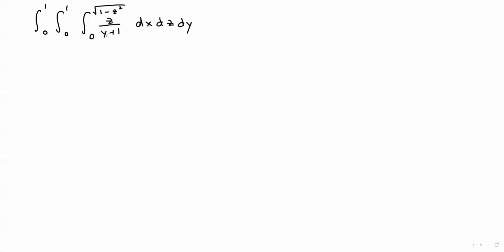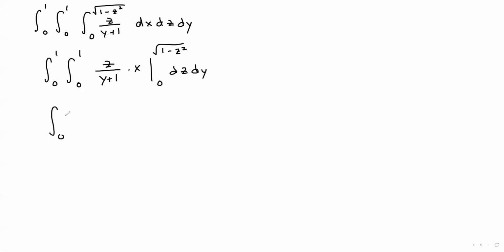All right, so if we're going to integrate this with respect to x, we treat y and z both as constants. That means this thing itself is just going to be one big constant. And so the antiderivative is going to be that big constant times x. All right, and then we can go through and plug in the upper bound, and we're going to get z square root 1 minus z squared over y plus 1. All right, so just popping that in there. And if we plug in 0, we're going to get 0, so we just ignore that. dz dy.